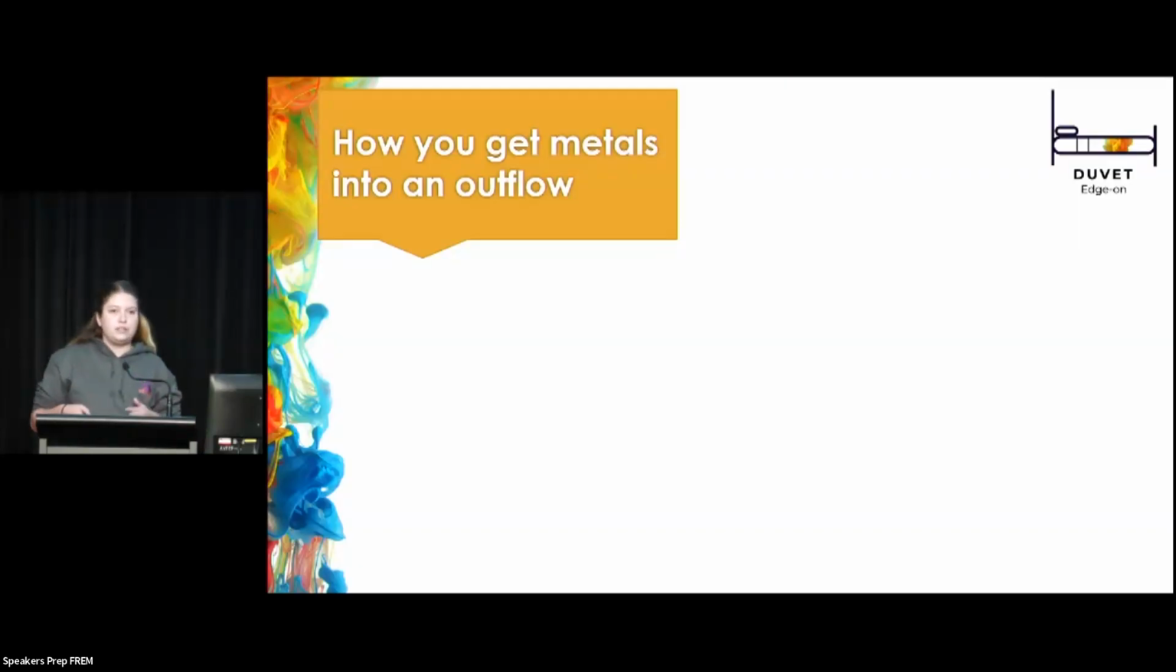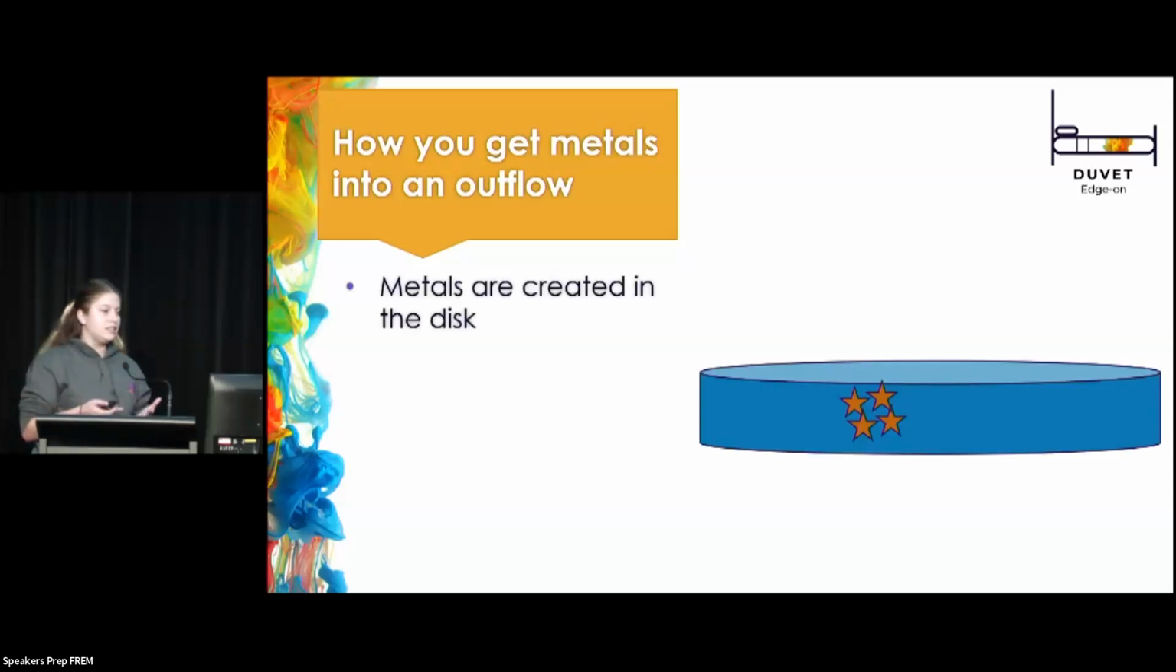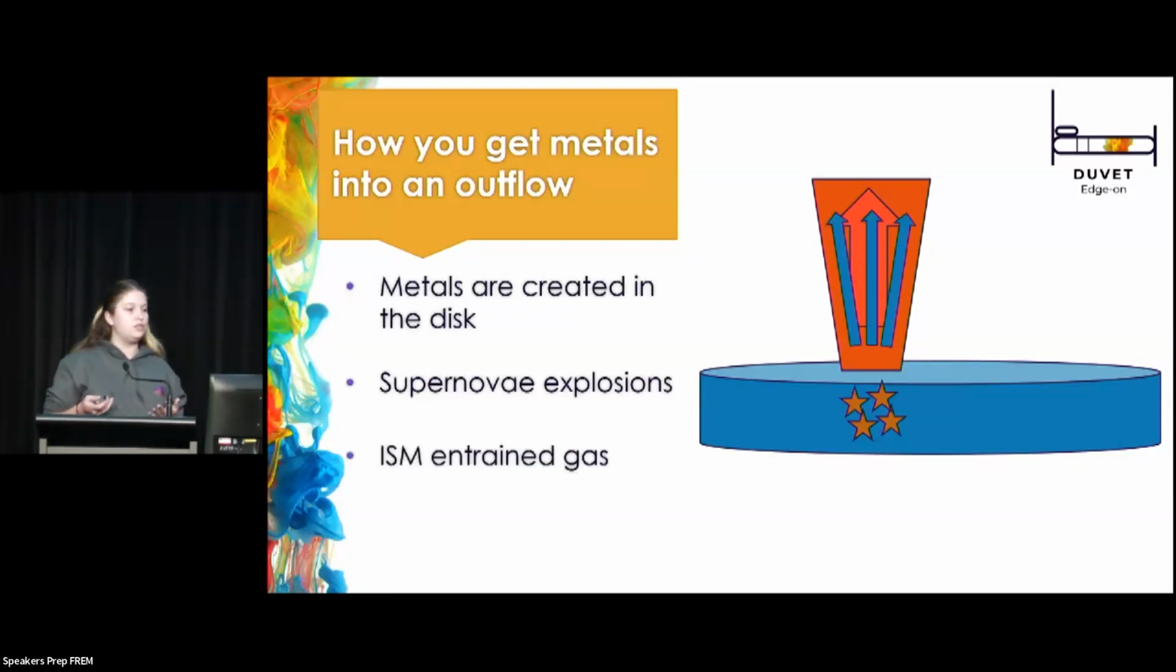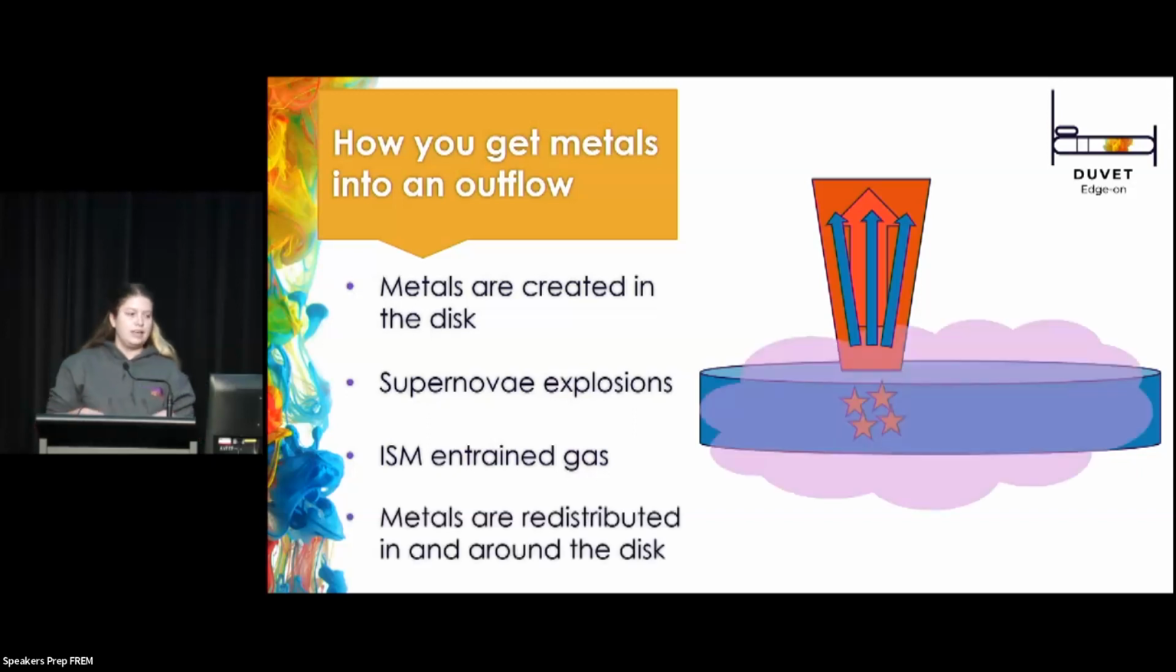So a quick overview on how metals get into the outflow. Metals are created in the galactic disk through the formation of stars, and eventually these stars explode into supernova explosions and eject really hot metal-rich gas outside of the disk. But this is not the only gas that we can find in outflows, because due to the energy of the explosion, there is also ISM entrained gas that gets in the outflows. So actually we can find a mixture of this really hot gas and this ISM entrained gas in the outflow. And this is a way in which metals get redistributed in and around the galaxy.